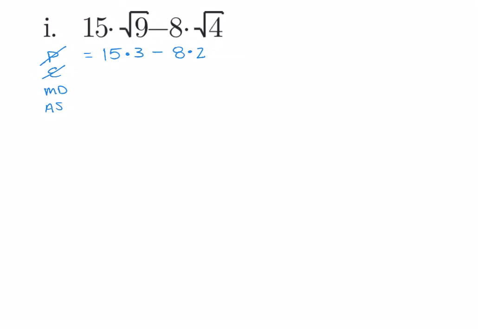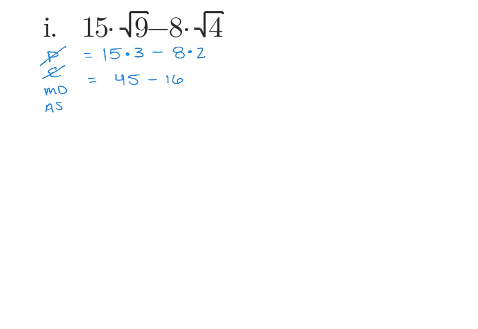That takes care of our exponent step. Next thing we have is our multiplications and divisions. 15 times 3 is equal to 45. 8 times 2 is 16.